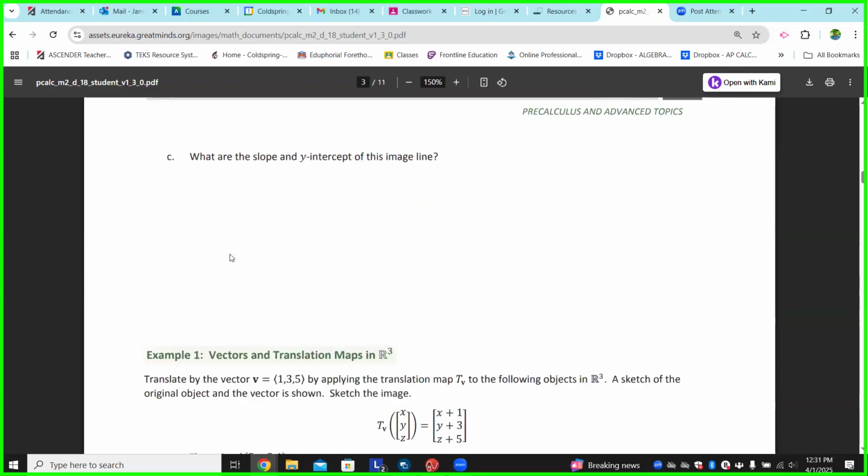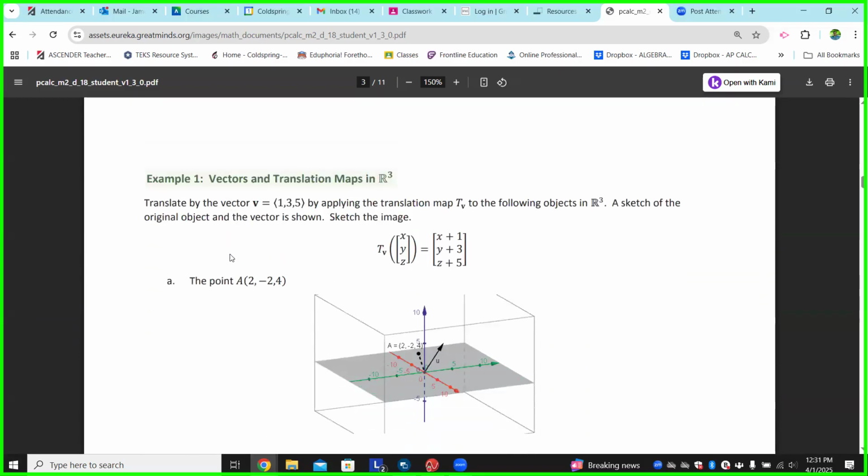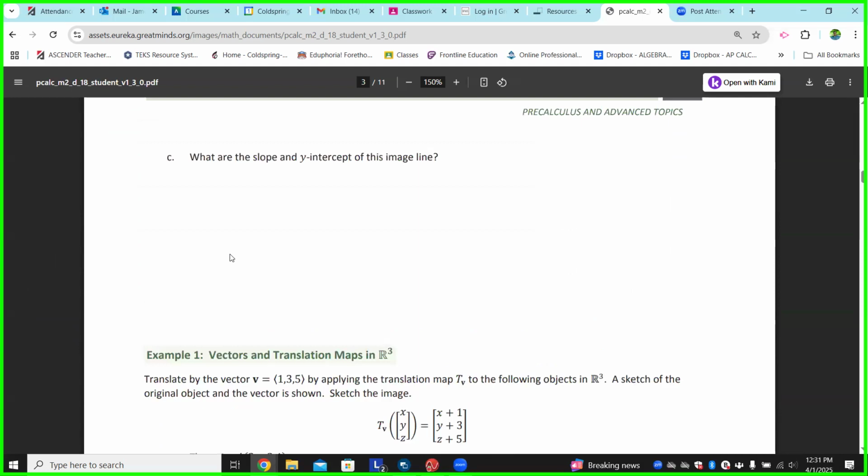And we did see up there, one big thing again to notice, did the slope change? No. If you're just translating a line, it should have the same slope, just a new y-intercept.